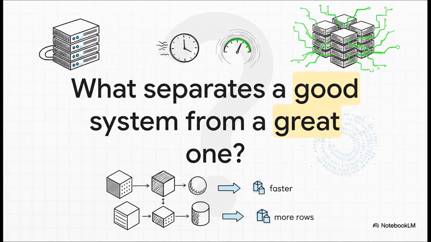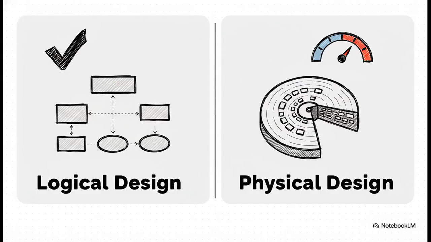So let's start with the big question. What really separates a good system from a great one? I mean, a good system will give you the right answer, but a great system also gives you the right answer, but it does it in milliseconds, even when you're dealing with billions of rows. The secret to making that jump from just good to truly great, well, that all comes down to its physical design.